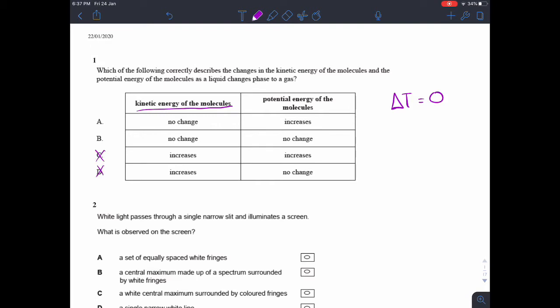The potential energy of the molecules, if something's from a liquid changing into a gas, then the particles are going from being relatively close together to being extremely far apart. So the potential energy of the molecules must increase, and so it is A.